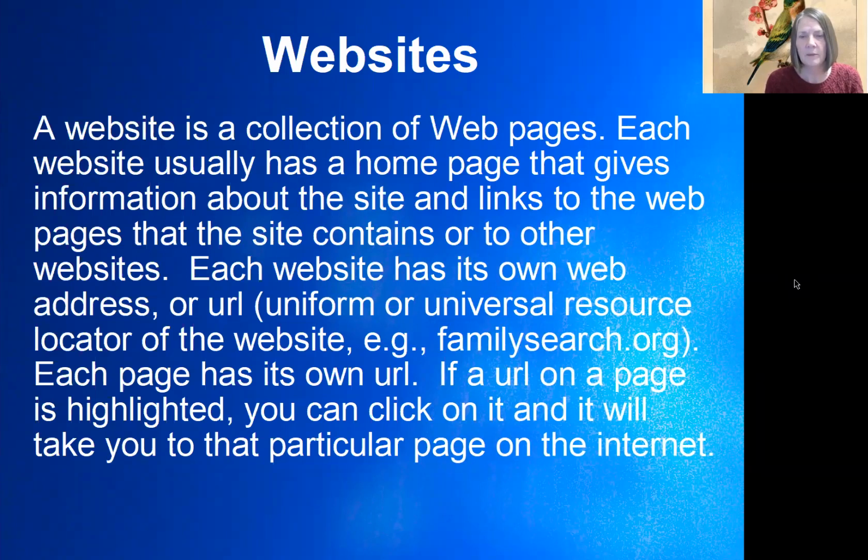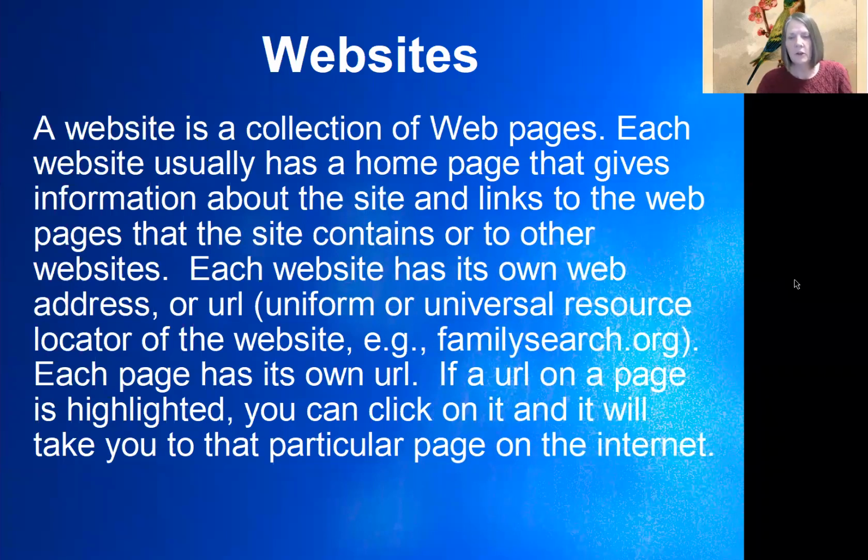So every website has its own web address, or uniform or universal. Some people use uniform, some people use universal, but uniform resource locator of the website. So for example, familysearch.org is the URL for Family Search Family Tree. The website itself is Family Search Family Tree, and then when you get there, each one of the individual pages, including your own profile page, is a web page. Each page also has its own URL. So if you ever want to share a page, a wiki page or whatever, with someone else, you can, or save that URL, it will take you back to that particular page.